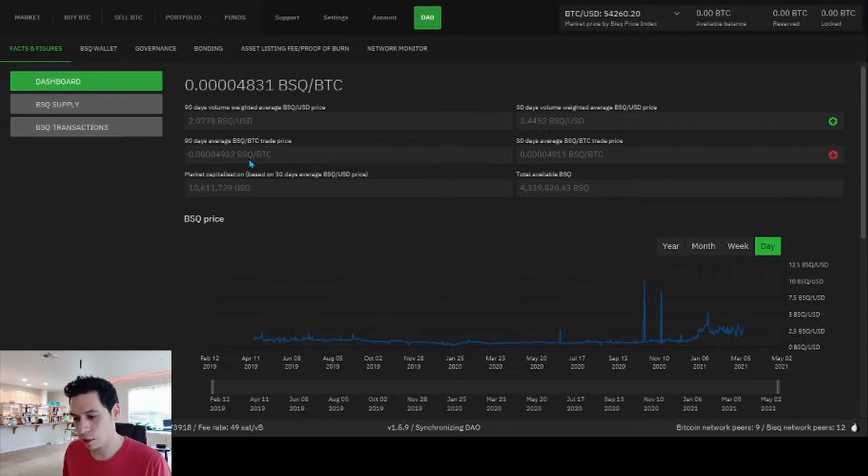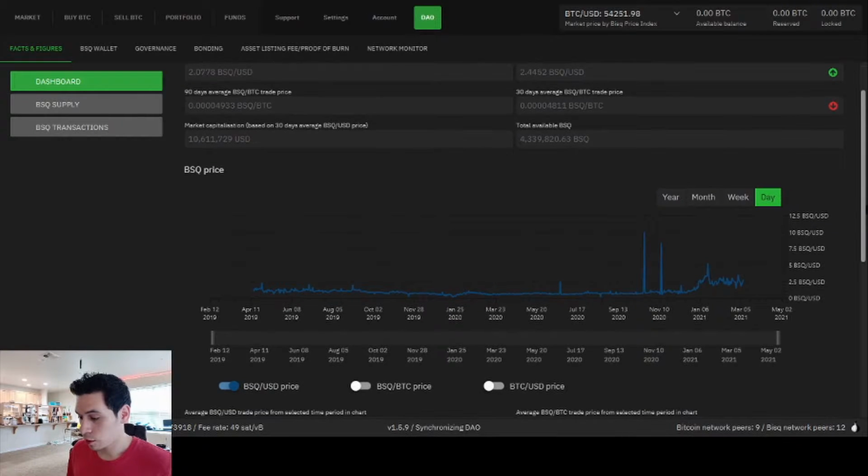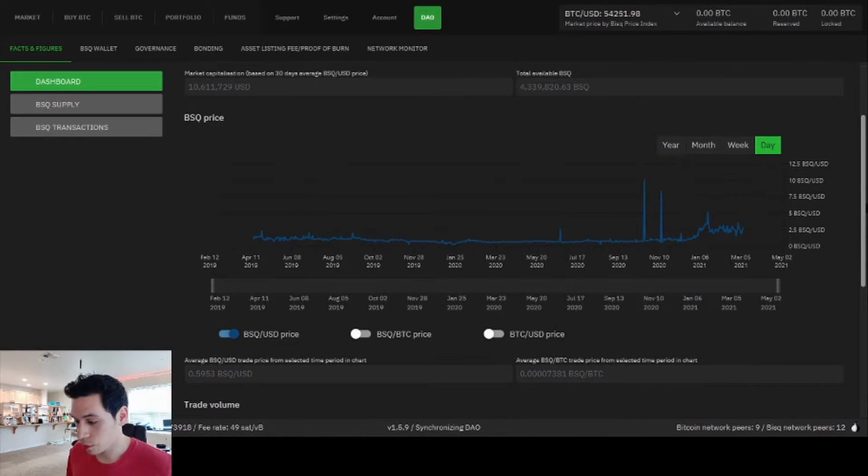Current price of BSQ is 4,831 satoshis, with a 30-day average of 4,811 and a 90-day average of 4,933 sats. But if you want to look at the USD price, BSQ is up in USD value. Historically, if we go down here, by the way, the 30-day average for USD BSQ is $2.44. The 90-day average is $2.07 per BSQ.